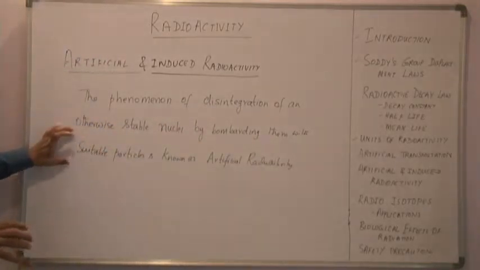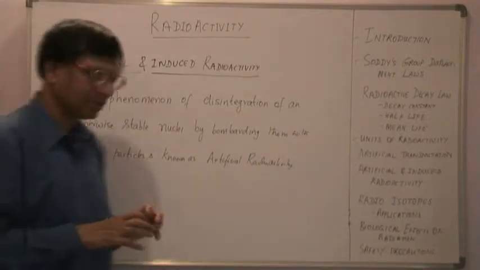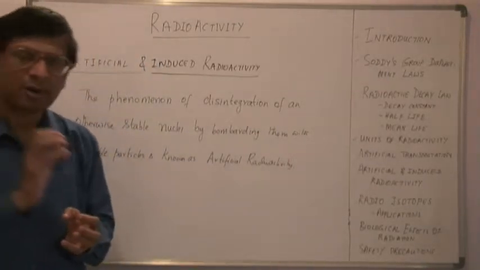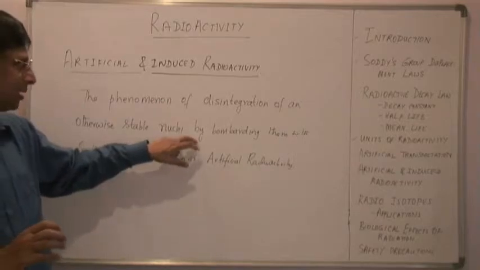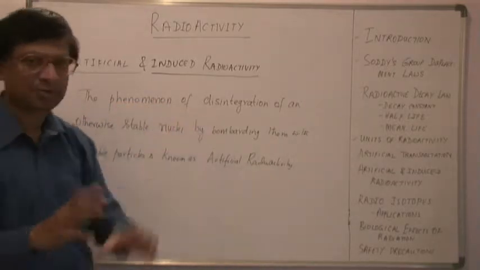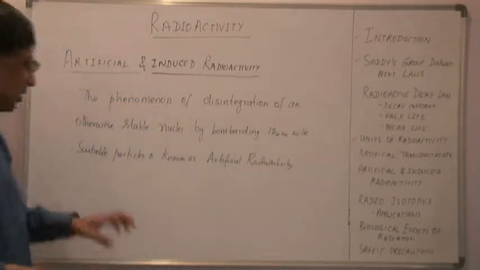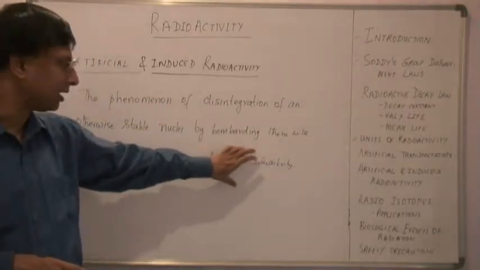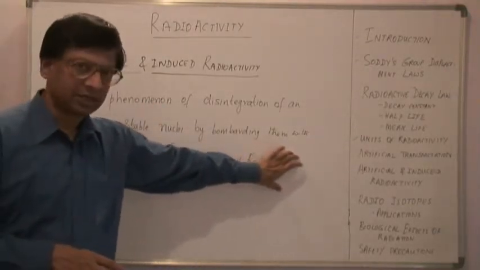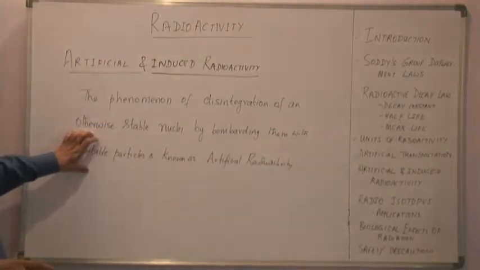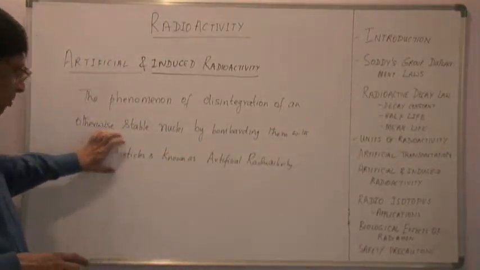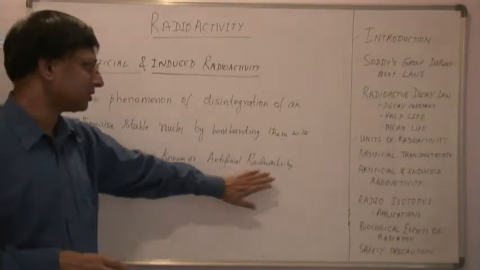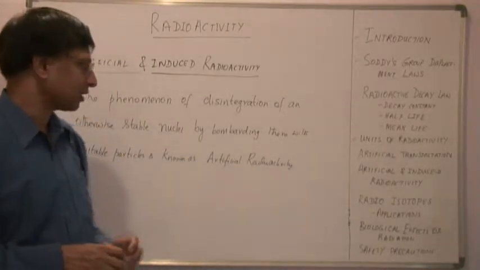Normally what happens is, if the suitable particle stops bombarding the element, then this disintegration stops at that instant. So only so long as the particle is bombarding the element or the nuclei, this radioactivity is seen. Once this particle is made to stop bombarding this nucleus, this radioactivity process stops.